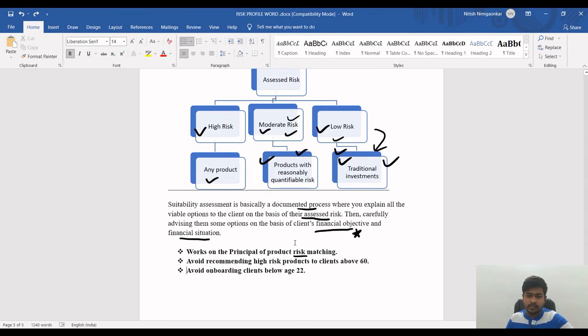Now there are a few other things. Avoid recommending high risk products to clients above the age of 60. Avoid onboarding clients below the age of 22 because they generally do not have any source of income. And for clients above the age of 60, obviously their risk taking capacity is definitely not high. They can fall under moderate risk or low risk, but definitely not under high risk.